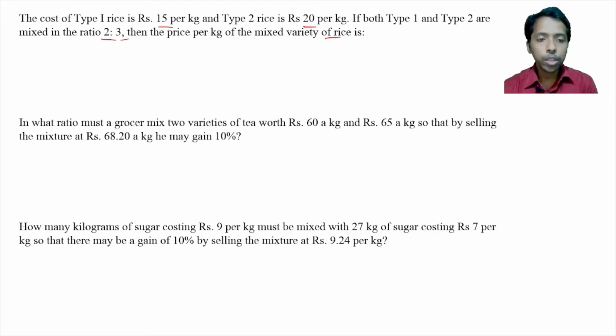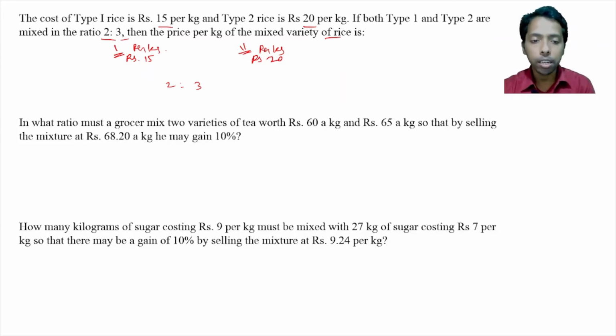Okay, so two types: type 1 is rupees 15 and type 2 is rupees 20 per kg. This is per kg, this is per kg. Now the ratio of mixing given is 2:3, right? Now 2 plus 3 is a total of 5 units, because type 1 and type 2 are mixing in the ratio 2:3, and then what is the per kg rupee of the mixed variety?